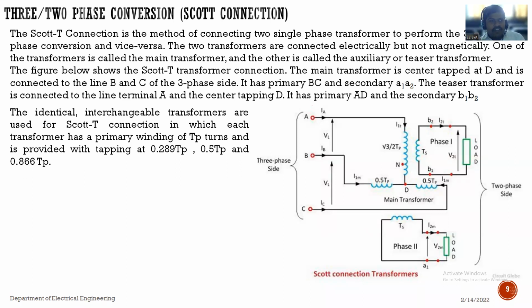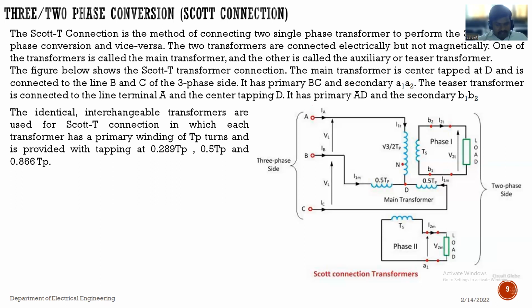Okay, see, the Scott connection, or we can call it a T-type connection, is the method of connecting 2 single phase transformers to perform the 3-phase to 2-phase conversion and vice versa. If we want to convert 3-phase to 2-phase, or vice versa, 2-phase to 3-phase, then we use 2 single phase transformers to perform this function.